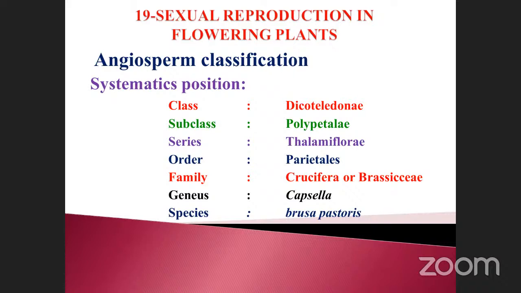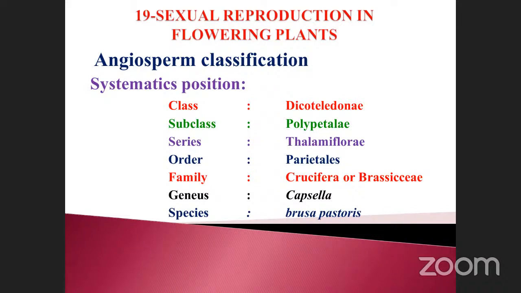Typical angiosperm. What does that mean? Typical angiosperms: their classification is based on their systematic position. What are the classes? It comes under the headings subclass, series, order, family, genus, and species, given here. First, the class, which you already know about.